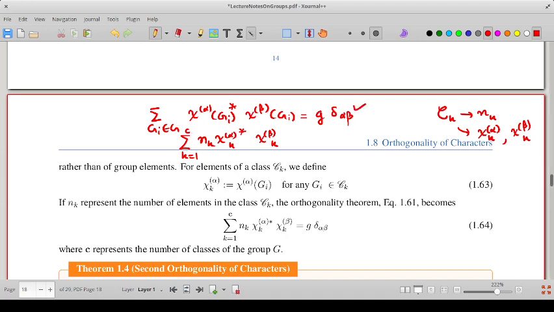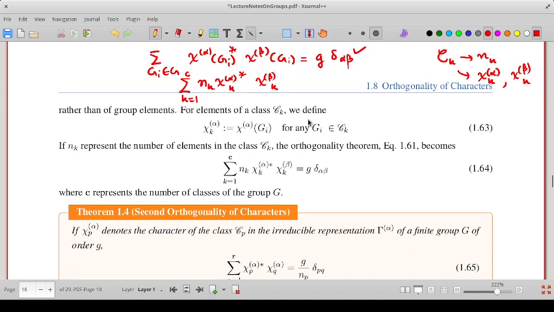So this orthogonality equation in terms of summation over classes can be written as this, which is exactly what we have done here. So sum over k running from 1 to C, where C is the number of classes in the group, of Nk, then chi k alpha star, and chi k beta is equal to G times delta alpha beta.